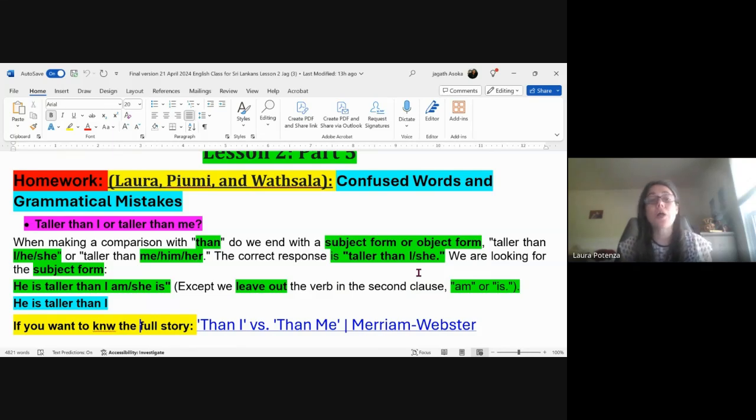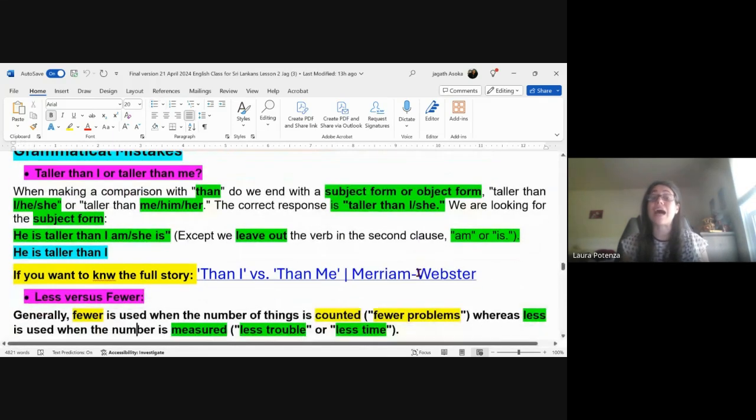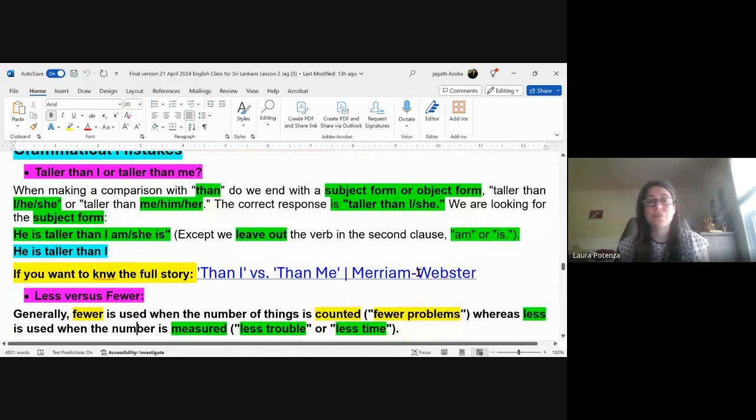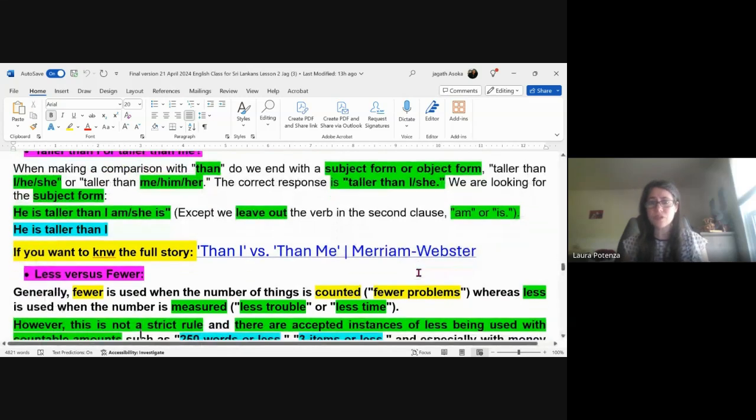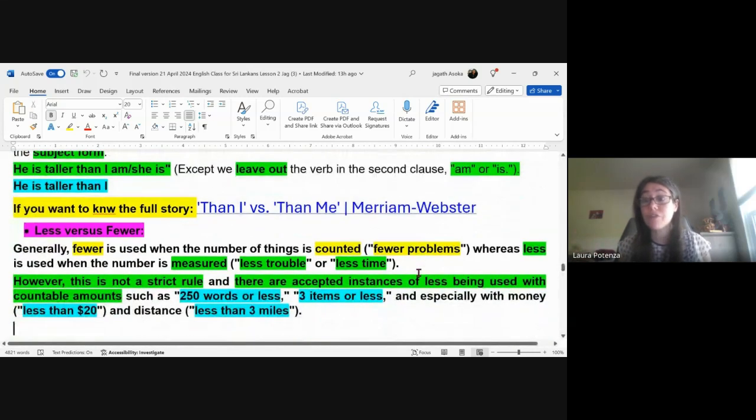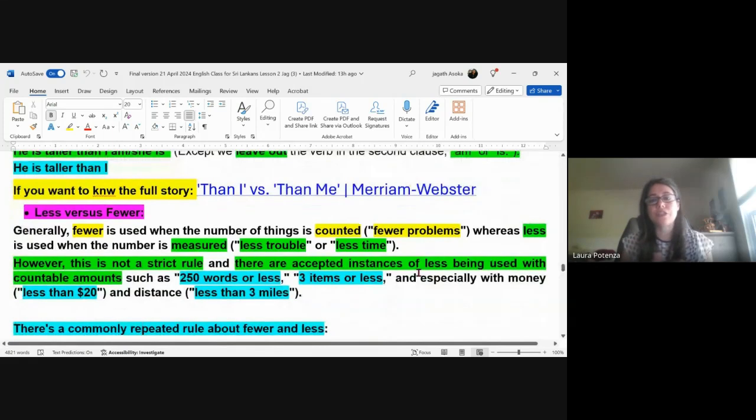So he is taller than I am, or he is taller than she is. Except we leave out the verb in the second clause, am or is. So he is taller than I. So that's why this is always a confusing one, I think, because the verb is left off. So it's just something to be aware of.